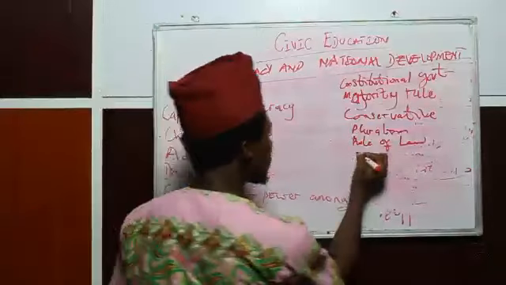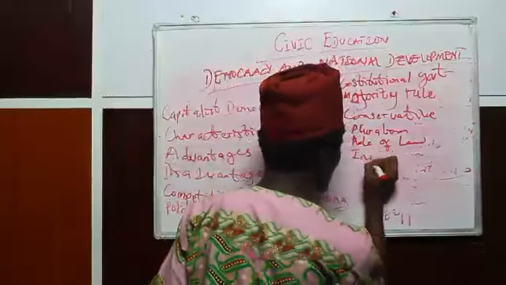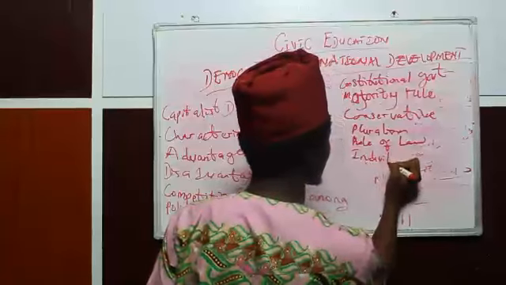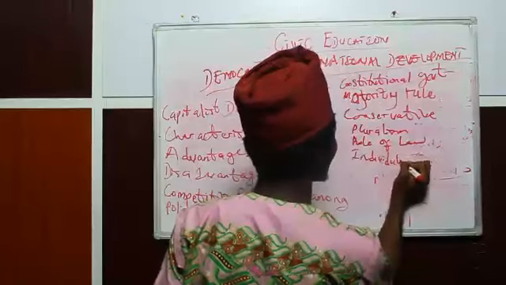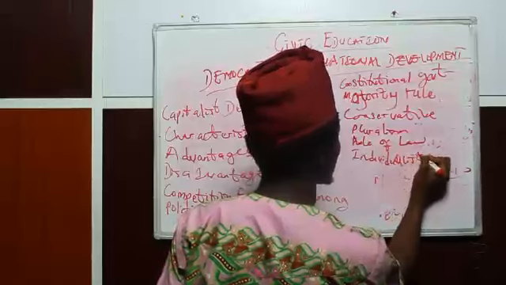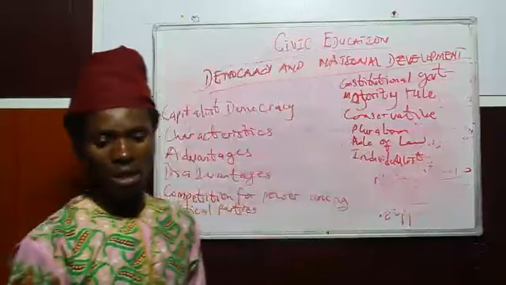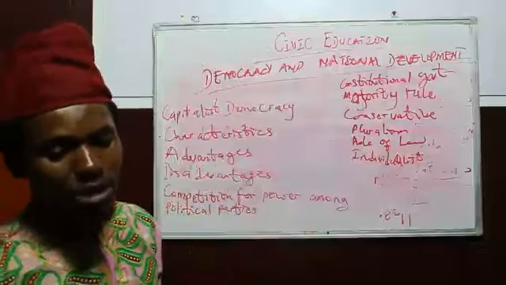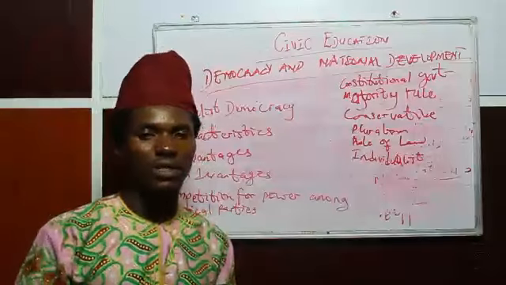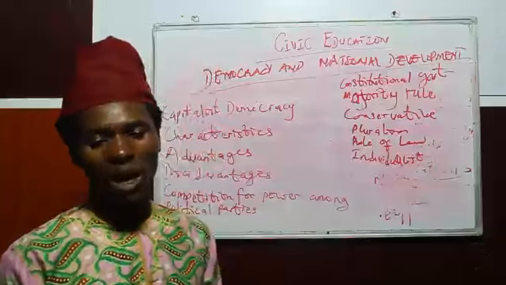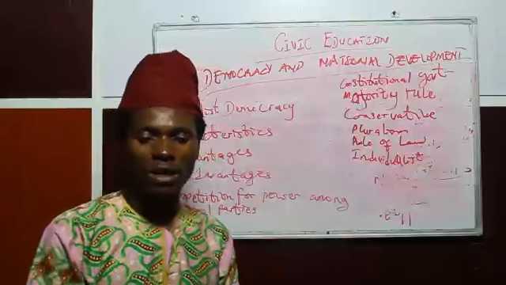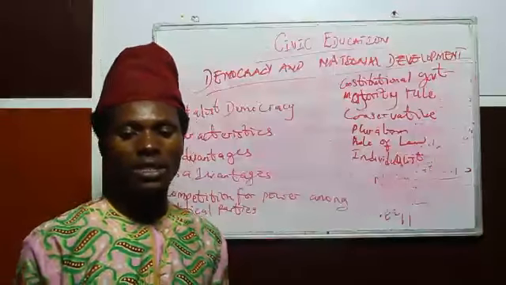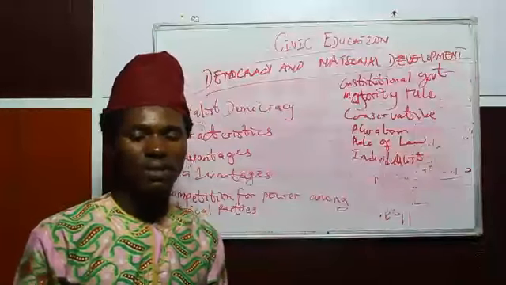And there is individualist as part of the characteristics of capitalist democracy. Here, we say individuals are allowed to own property and do things according to their own initiatives. They are allowed to make profit and acquire wealth. Responsibility must be the responsibility of each individual citizen and not a collective thing.